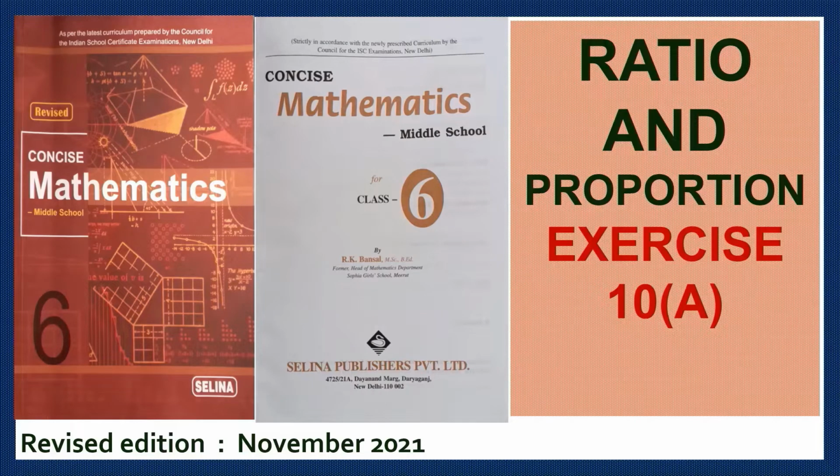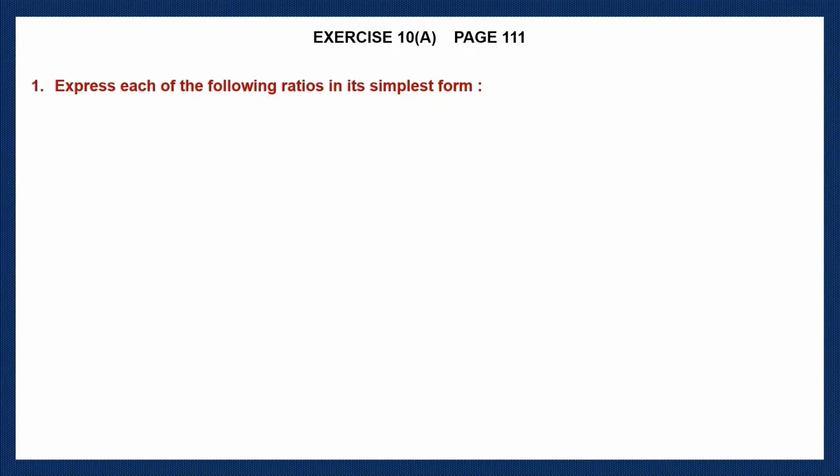Hello students, let's do ratio and proportion exercise 10a, which is found on page number 111. Question 1, express each of the following ratios in its simplest form. So the first question given to us is 4:6.